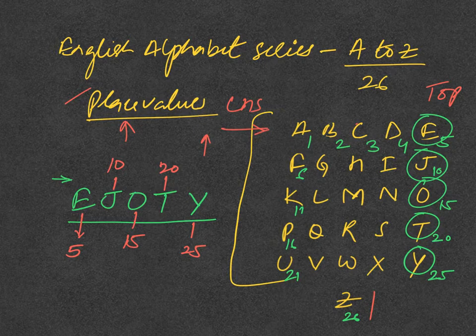The next 5 values will be the previous letters. What is the previous letter of E? It is D, 4. Then for J, it will be I, 9. The previous letter of O is N, that is 14. S will be 19. X will be 24. So by remembering these values, EJOTY: 5, 10, 15, 20 and 25, we have learned 10 more values. So this is the first thing you have to remember.